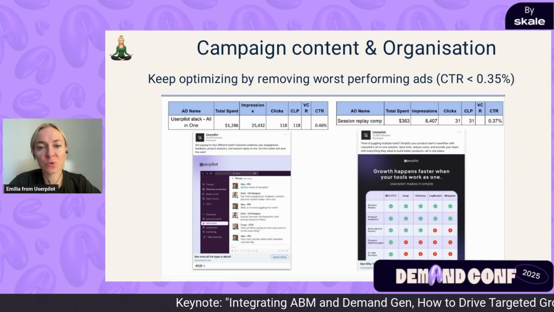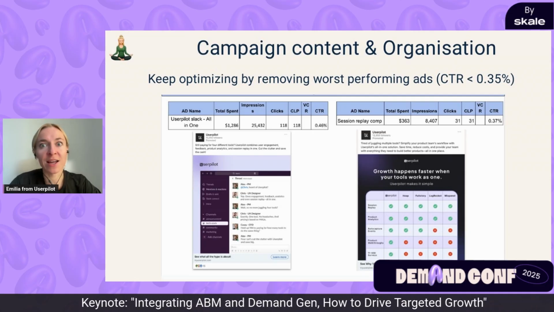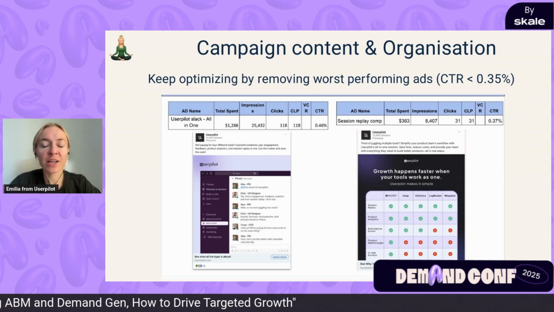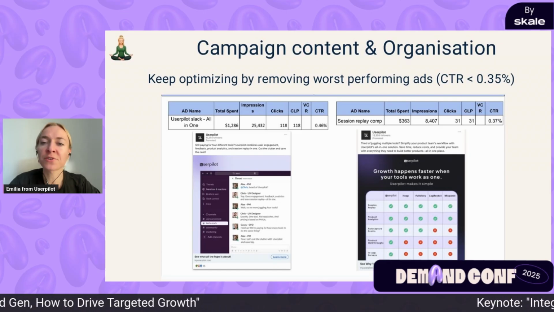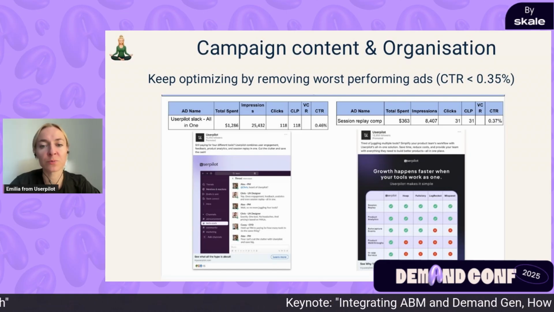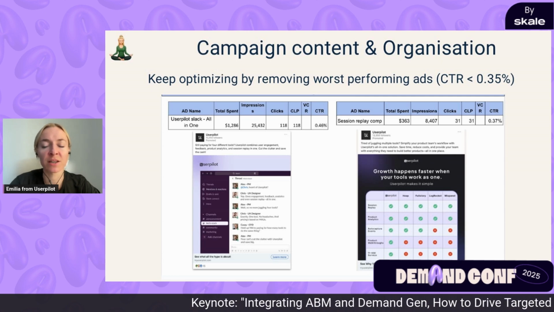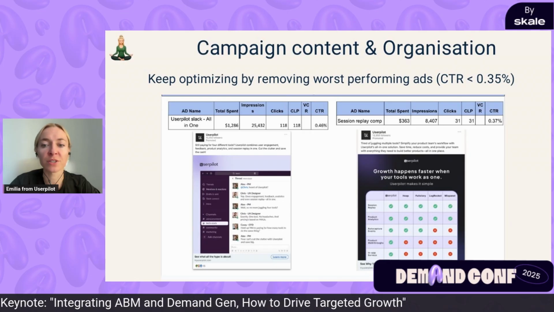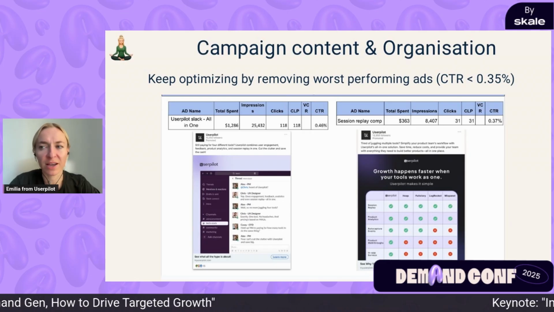You still need to keep experimenting and optimizing, right? So looking at your ads regularly and pruning the ones that are underperforming, that your audience may not be interested in, is very, very important. We do that on a weekly basis. We basically look at the ads that are performing below our benchmark of 0.35% CTR. And if they're underperforming for I think 2 weeks in a row, we basically clip them out.